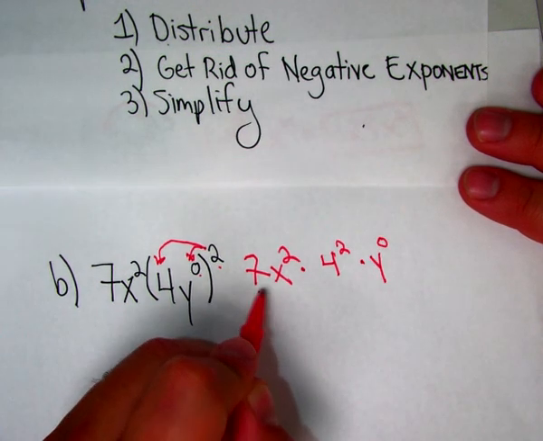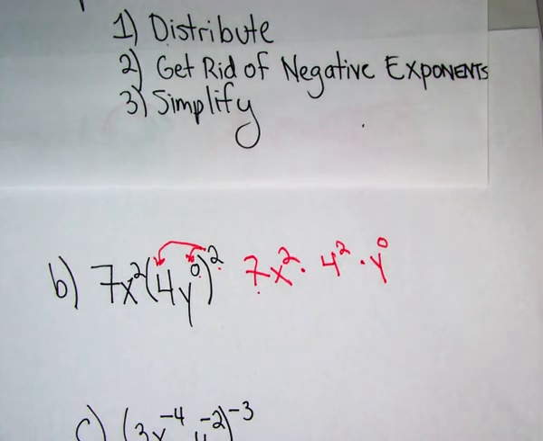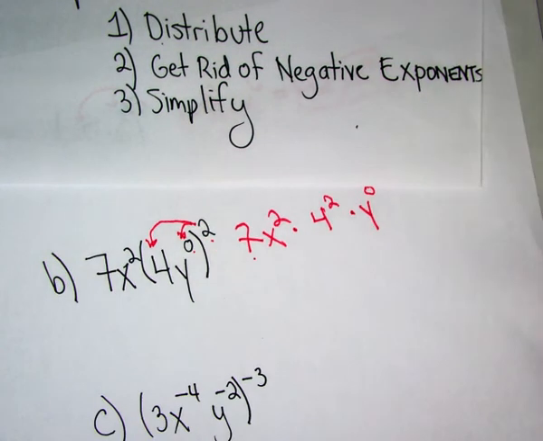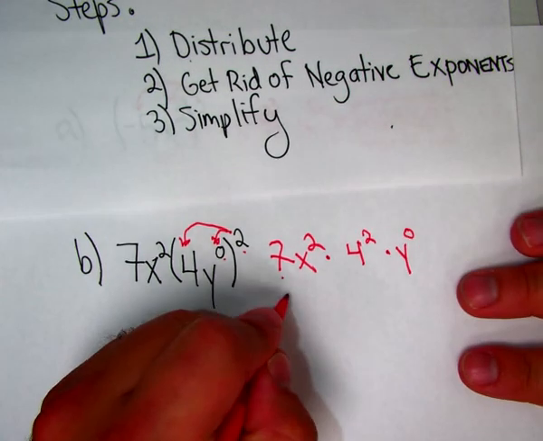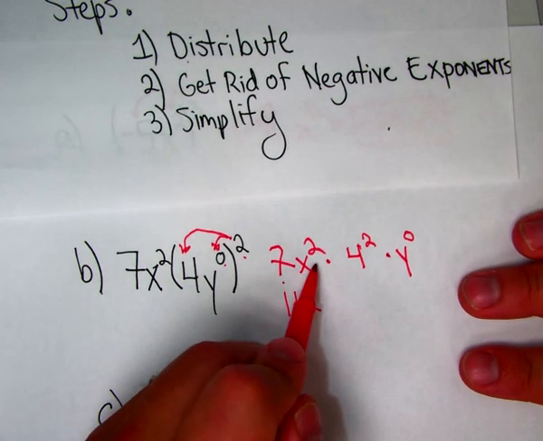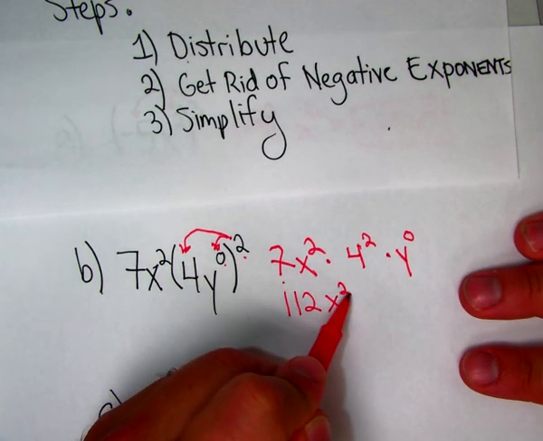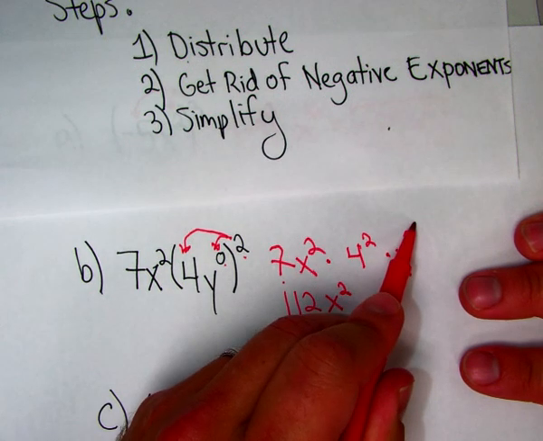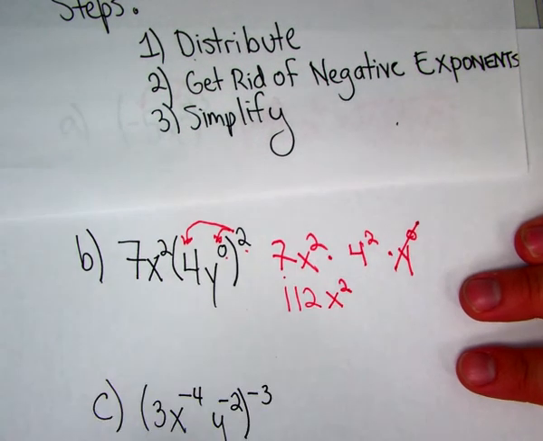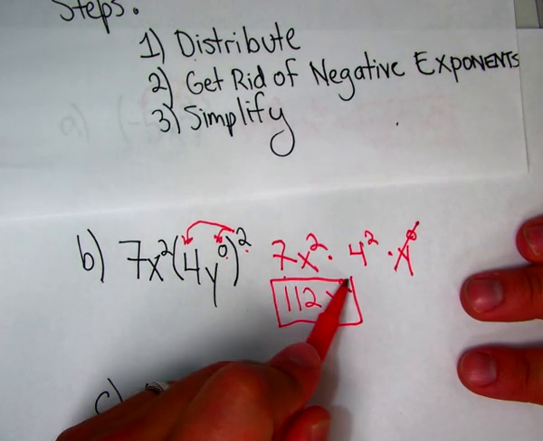We have 7 times 4 squared, which is 7 times 16. We get 112. X to the second. There's no other x's to combine with it. And y to the 0. Anything to the 0 power we know is just 1. So the answer is 112 x to the second.